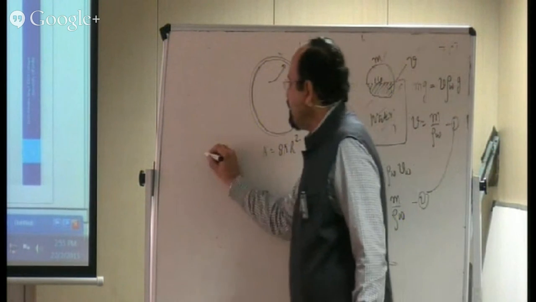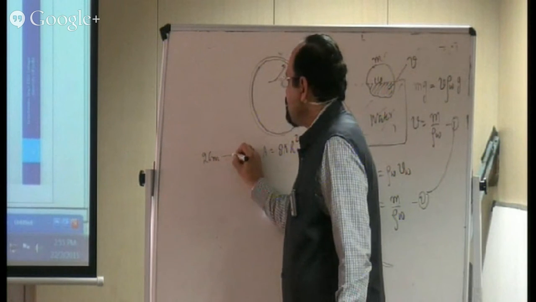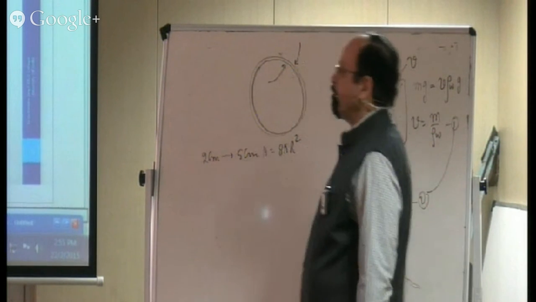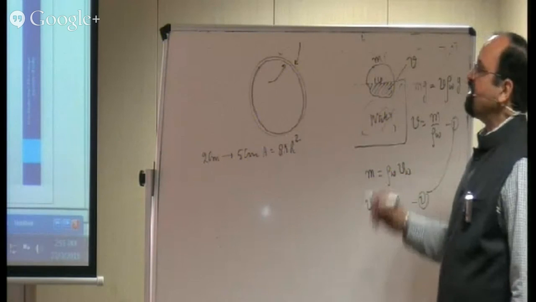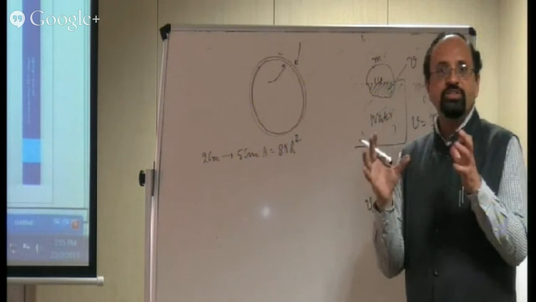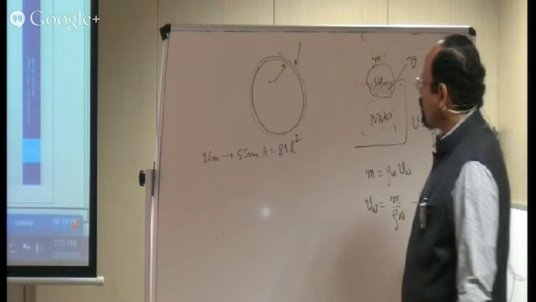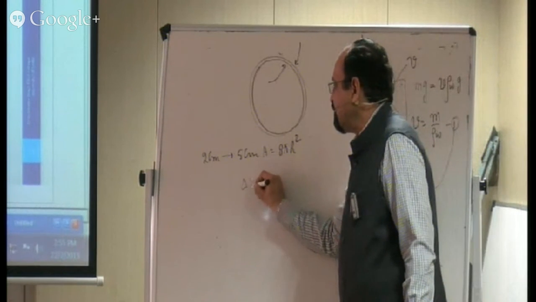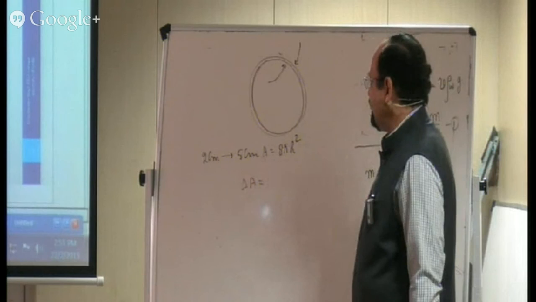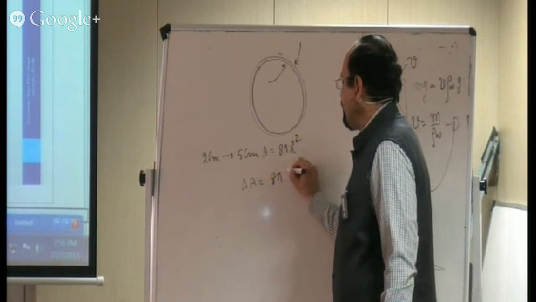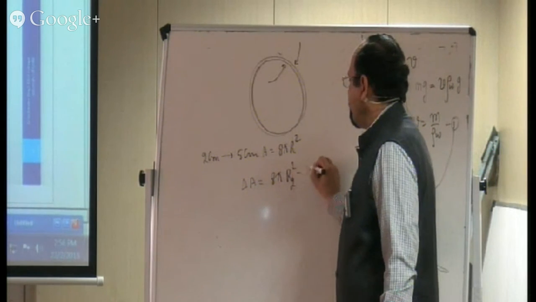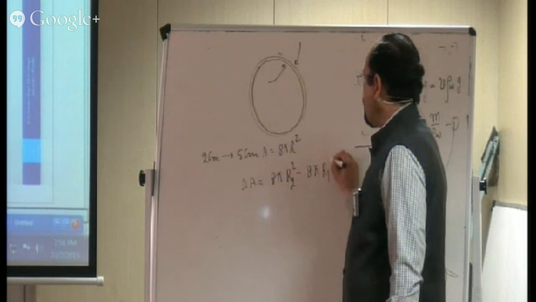It was 2 centimeter initially. It changes to 5 centimeter finally. And he's asking how much work is done. Work actually is done in order to increase its surface area. So how much is the increase in the surface area? If I put this as delta A, this is equal to 8 pi R2 square minus 8 pi R1 square.